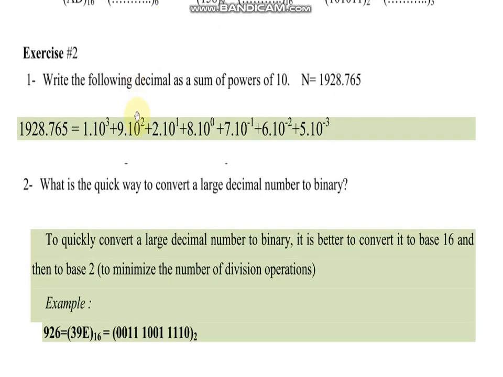Second exercise, write the following decimal as a sum of powers of 10. N equal 1928.765. Here we can write for each digit its weight: 0 for 8, 1, 2, 3, minus 1, minus 2 and minus 3, and you get this formula.